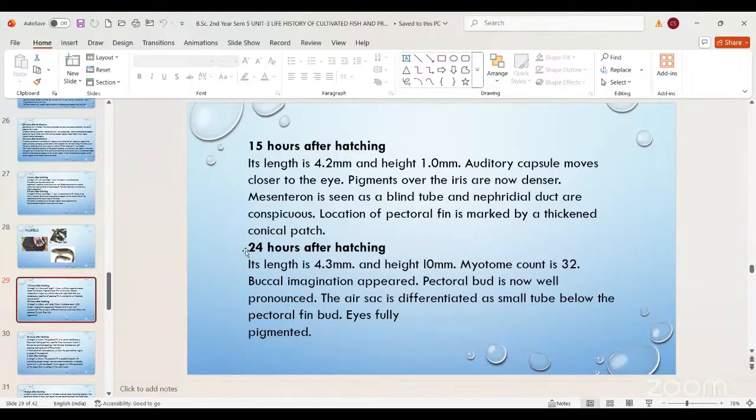24 hours after hatching. Its length is 4.3 mm and height 1.0 mm. Myotome count is 32. Buccal invagination appears. Pectoral bud is now well pronounced. The air sac is differentiated as a small tube below the pectoral fin bud. Eyes are fully pigmented.